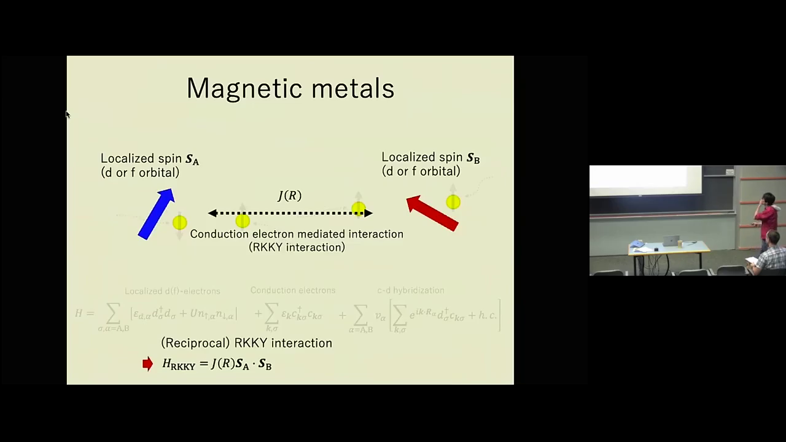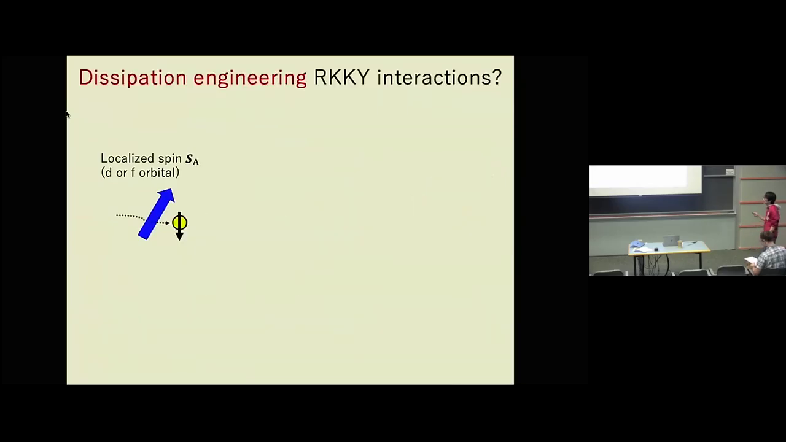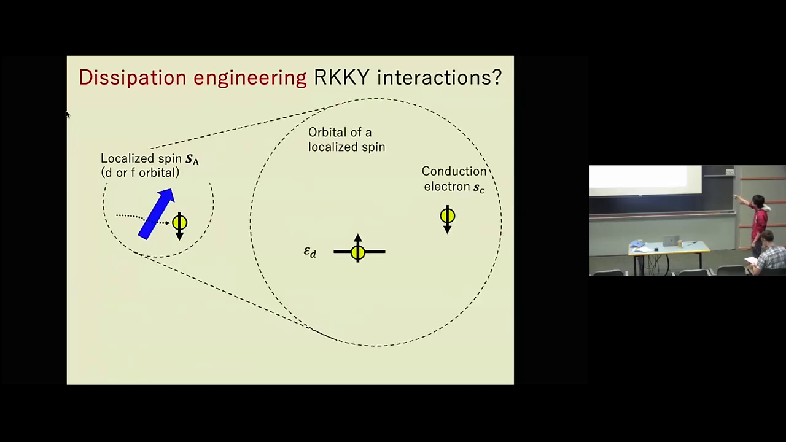Good. So our idea is to dissipation engineer this by injecting light into it. Let me just give one step further detail. In the localized spin, how they exchange spin is the following. This is the orbital for the localized spin, which is in fact made of electrons, because everything is electrons. And this is a conduction electron. And once in a while, this conduction electron can decide to hop into this state.